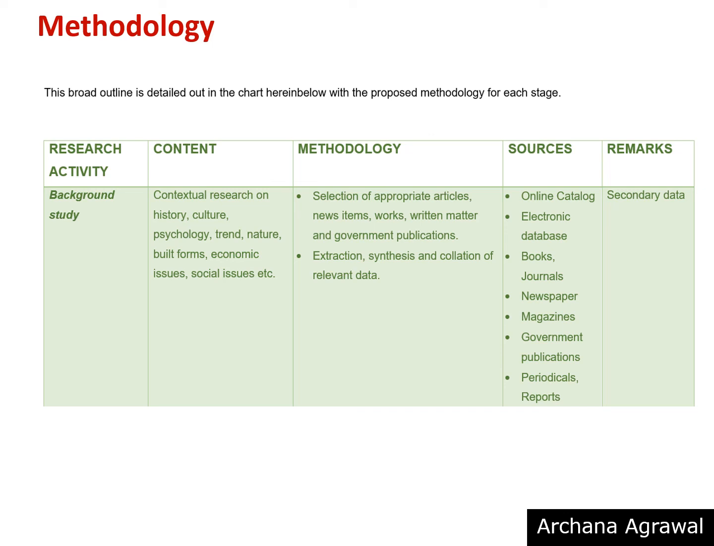For the chapter on background study, the content would be contextual research on history, culture, psychology, trend, nature, built forms, economic issues, social issues, etc. And the methodology would be selection of appropriate articles, news items, works, written matter, and government publications. Extraction, synthesis, and collation of the relevant data would formulate the chapter. And the sources for this data would be online catalogs, electronic database, books, journals, newspapers, magazines, government publications, periodicals, reports, etc. And this is going to be a secondary data.